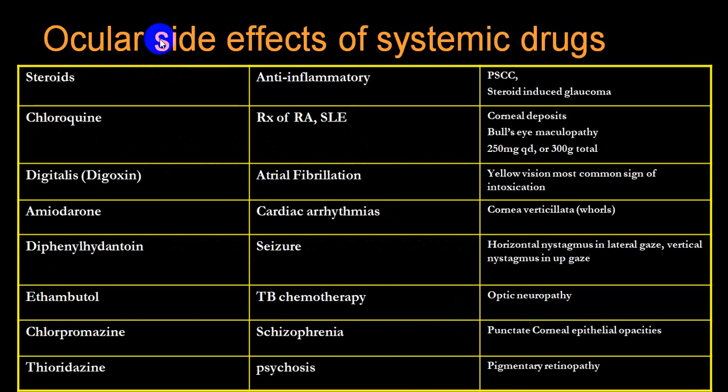There are a good number of different drugs which will have an effect on the eyeball, and it will have an effect on your field of vision, acuity of vision, colored vision, etc. Like steroid, chloroquine, digitalis, amiodarone, diphenylhydantoin sodium, ethambutol, chlorpromazine, etc. These are all the different drugs. They will have some effect on the eyeball, and that will have an effect on vision.